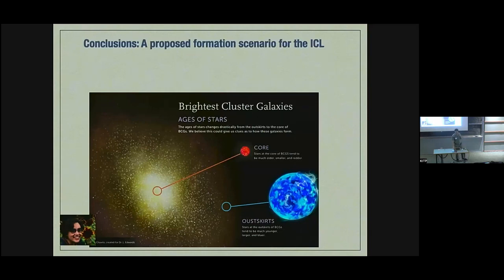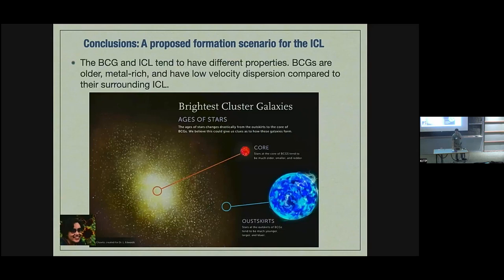Anyways, conclusions. A proposed formation scenario for the ICL. The brightest cluster galaxy and the intercluster light tend to have different properties. So the brightest cluster galaxies are older, they're more metal rich. I didn't show this, but they also have low velocity dispersion compared to their own intracluster light.